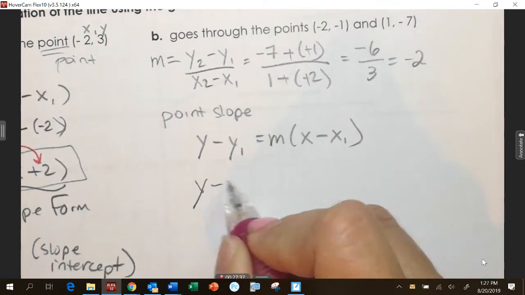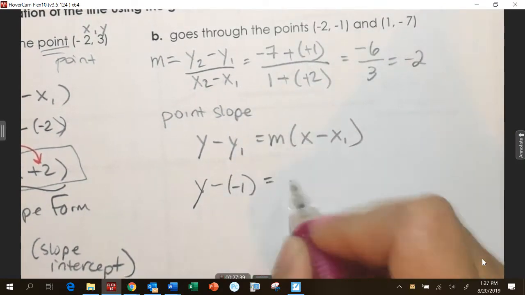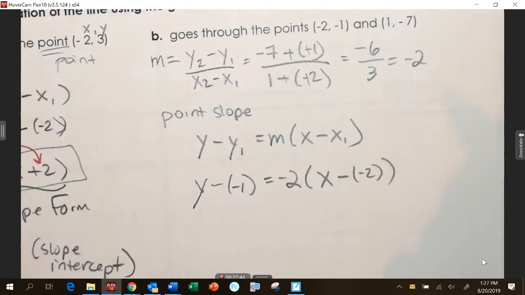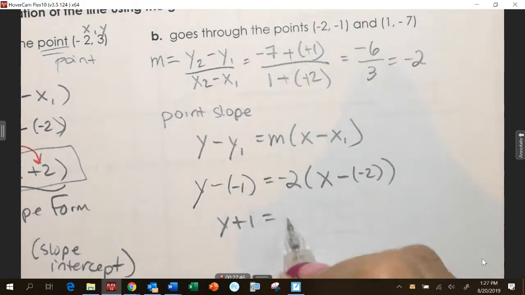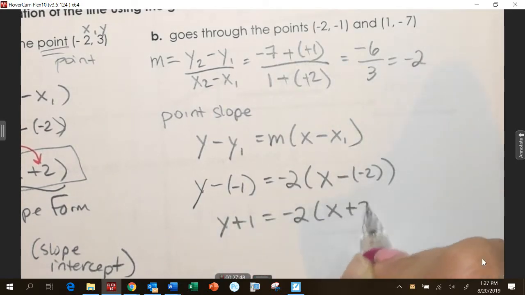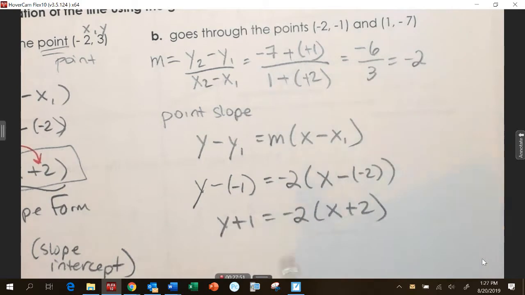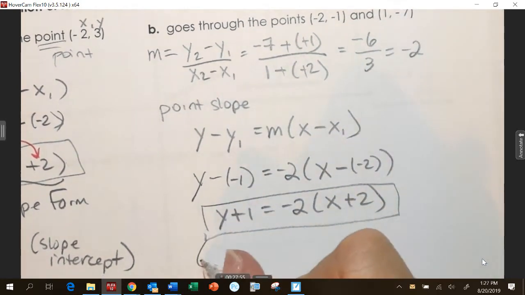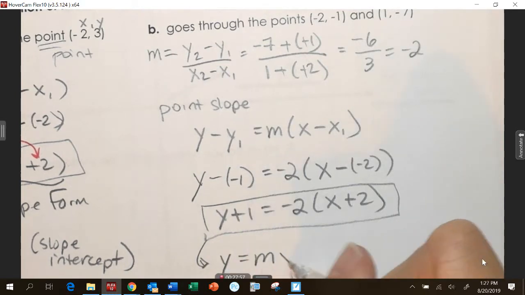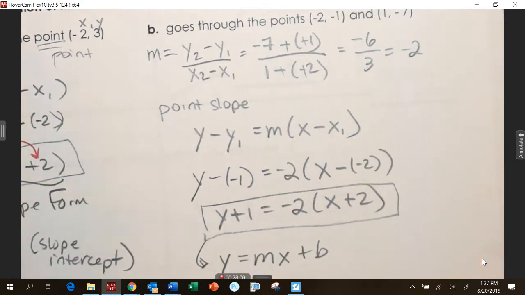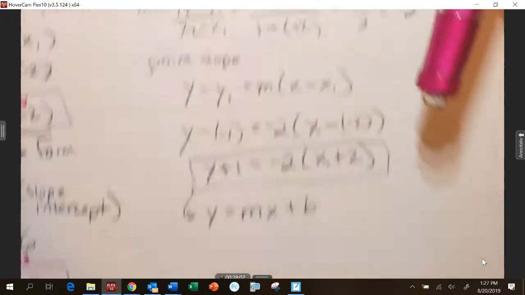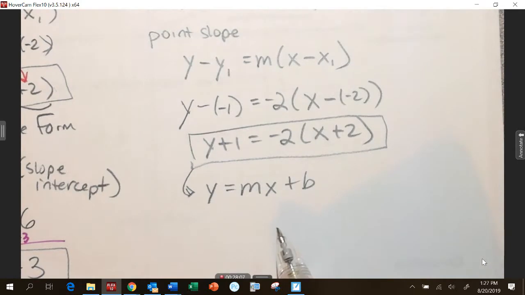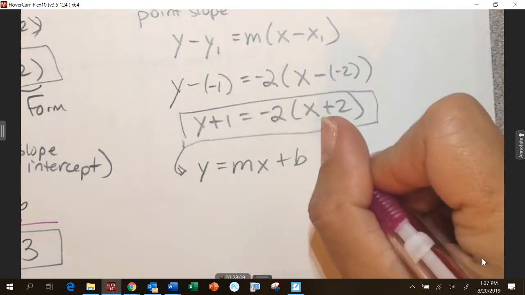I'm going to do y minus -1 equals my slope of -2 multiplied by x minus -2. So y plus 1 equals -2 times x plus 2. That's point slope form. I'm going to take that further. I'm going to take it from point slope form and change it into y equals mx plus c, slope intercept form.